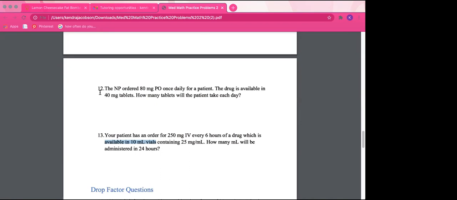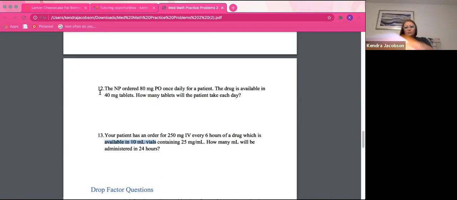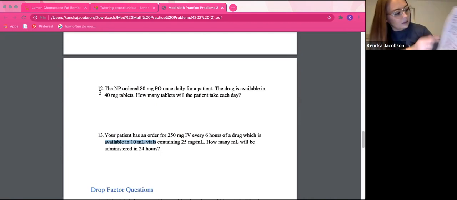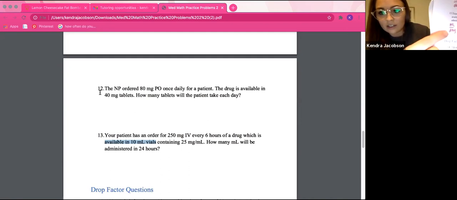Can you just show that one more time? I'm sorry. Of course. Okay, so the way that you want to write this down, I'll do it step by step. Of course, you're starting off with your milliliters per day, because at the end it's asking how many milliliters will be administered within 24 hours.